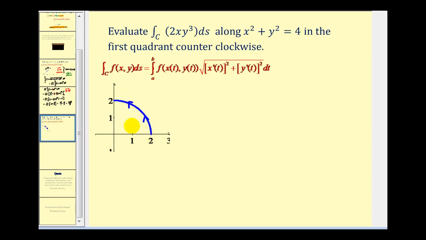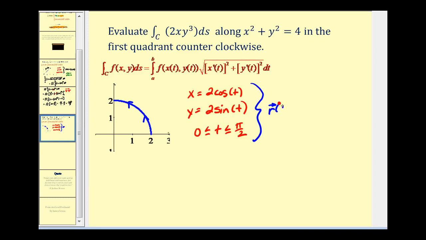Well, we know points on the unit circle are cosine theta comma sine theta. So for this circle, if we let x equal 2 cosine t and y equal 2 sine t, that would give us this circle as long as t is on the interval from 0 to pi over 2. So this tells us r of t is equal to 2 cosine t, 2 sine t.